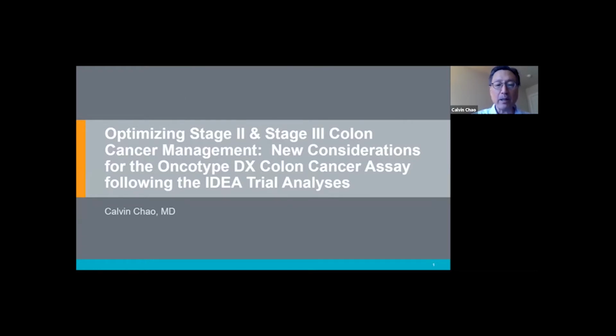But in the last couple of years, we've gained some new insights from the IDEA trial analyses in stage 3 and also in stage 2 colon cancer. And I think that the field has become more interesting recently because of new opportunities in assessing risk in the disease. So what I will do is go through a little bit of historical context.